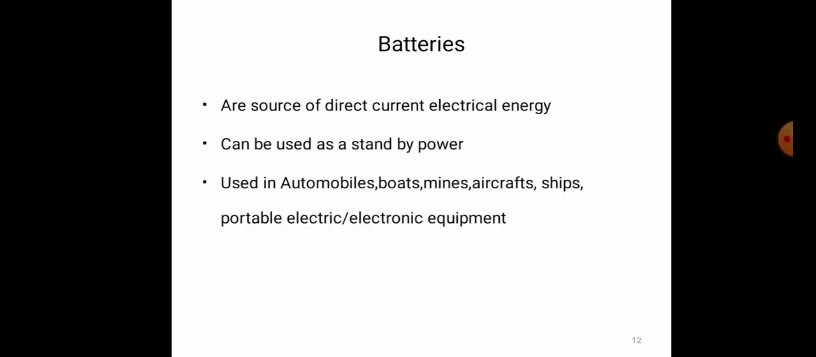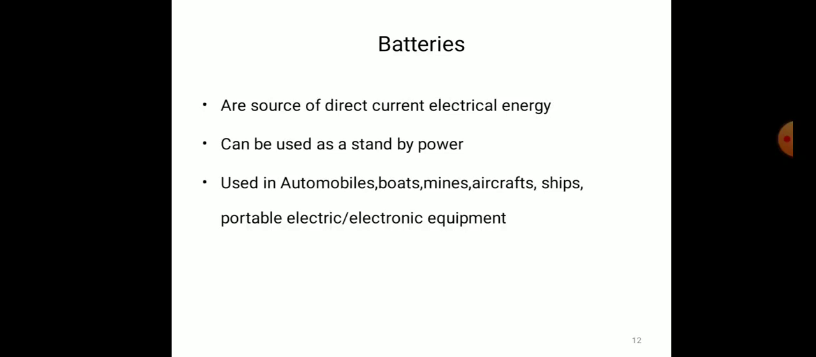They can be used as standby power. The batteries are used for standby power. The meaning of standby power is that wherever you want, you can take those cells and use them, without needing a connection to the power supply. After charging, we can remove that connection and directly use the batteries.